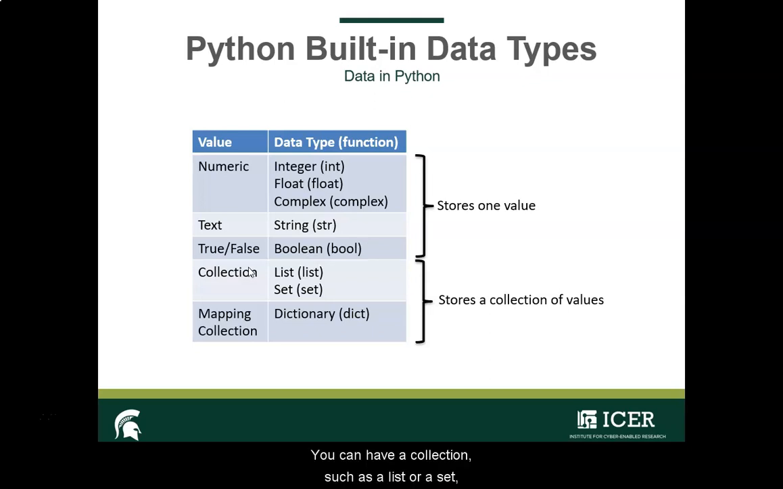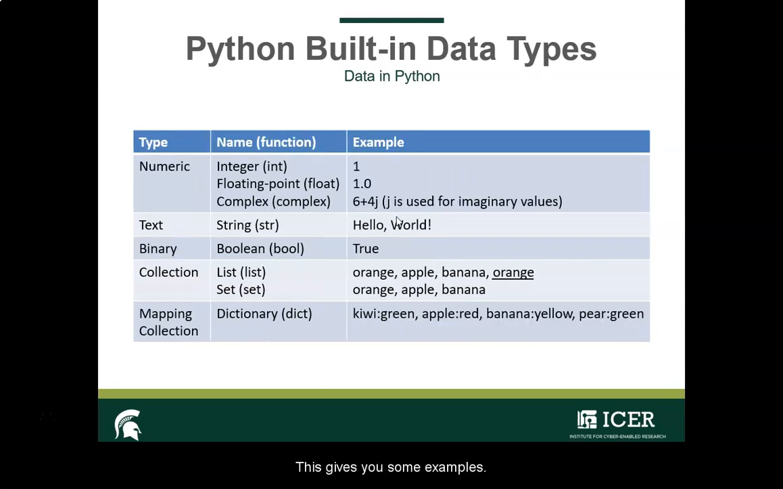You can have a collection, such as a list or a set, or a mapping collection, such as a dictionary. All of these store a collection of values, so more than one value per variable. This gives you some examples. Again, I encourage you to just take a look at them. We'll get into the differences and similarities between lists and sets and dictionaries in the next module. This module will focus on definitions, followed by the single value variables.